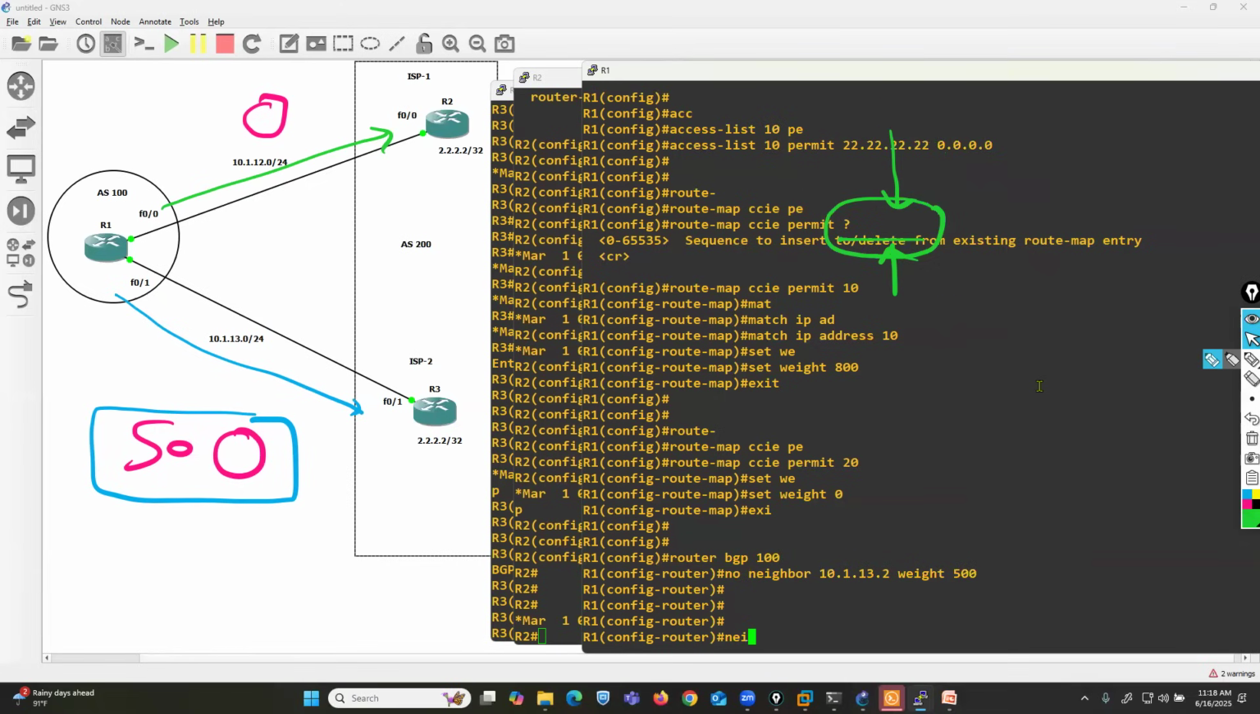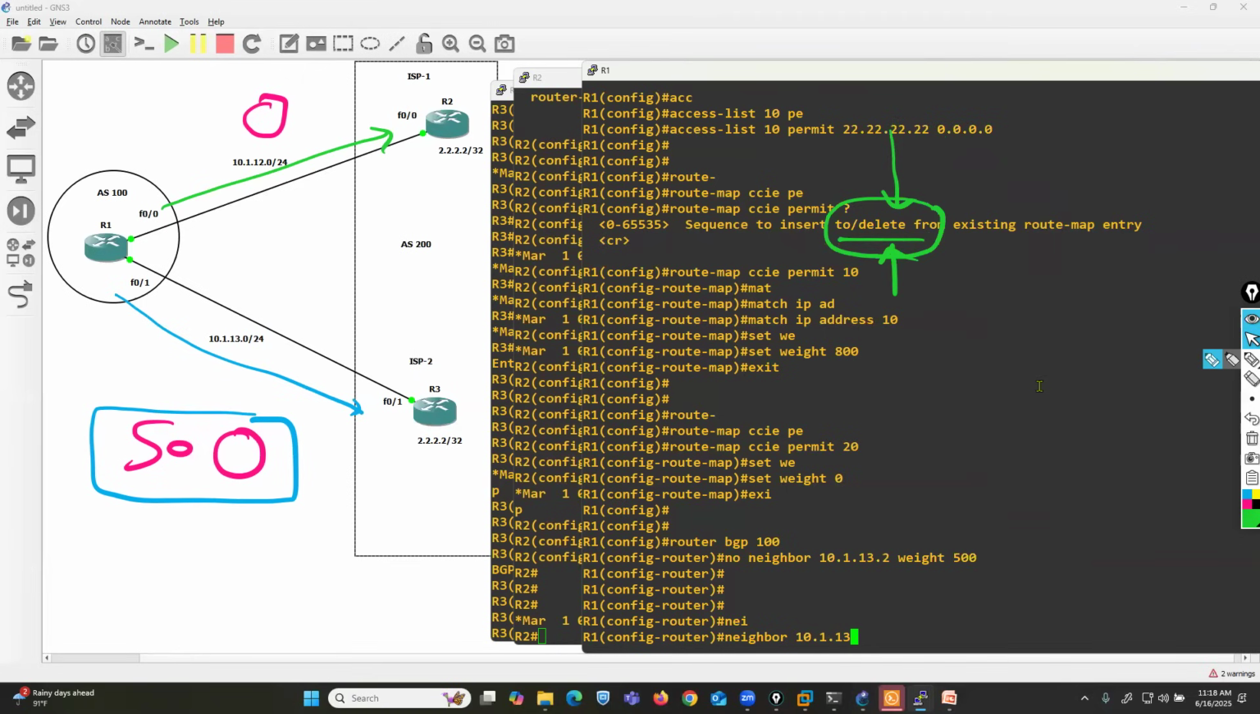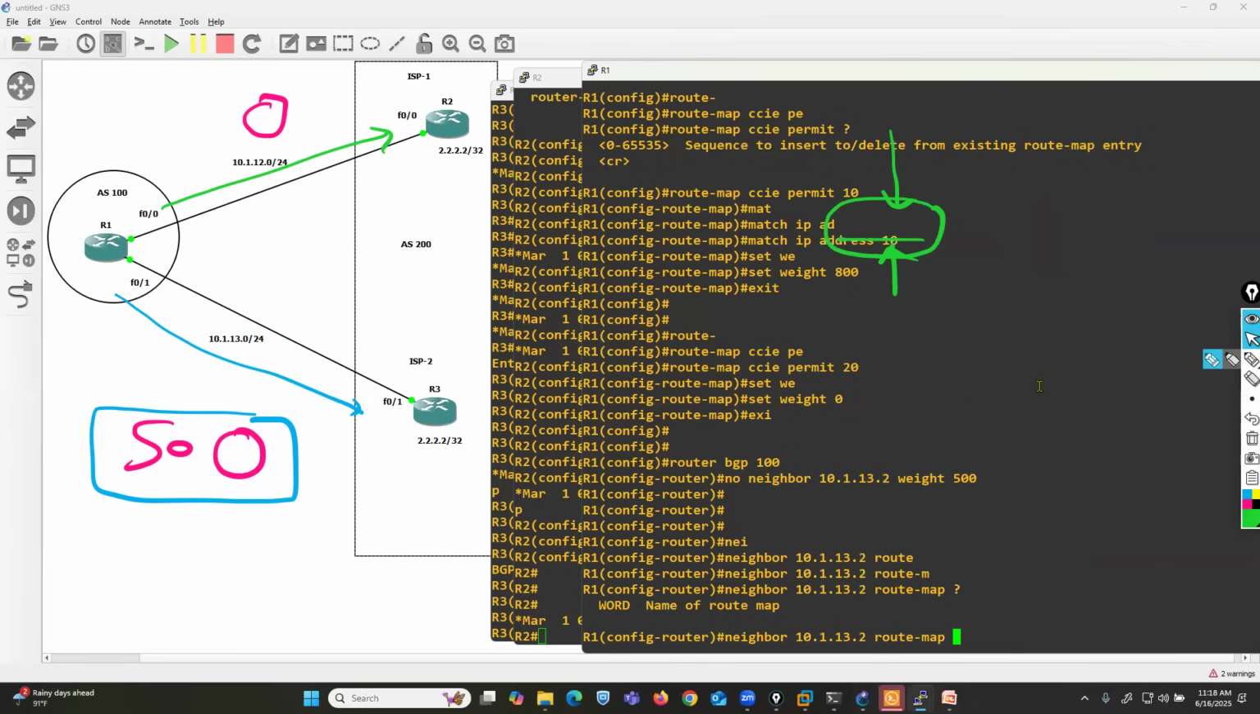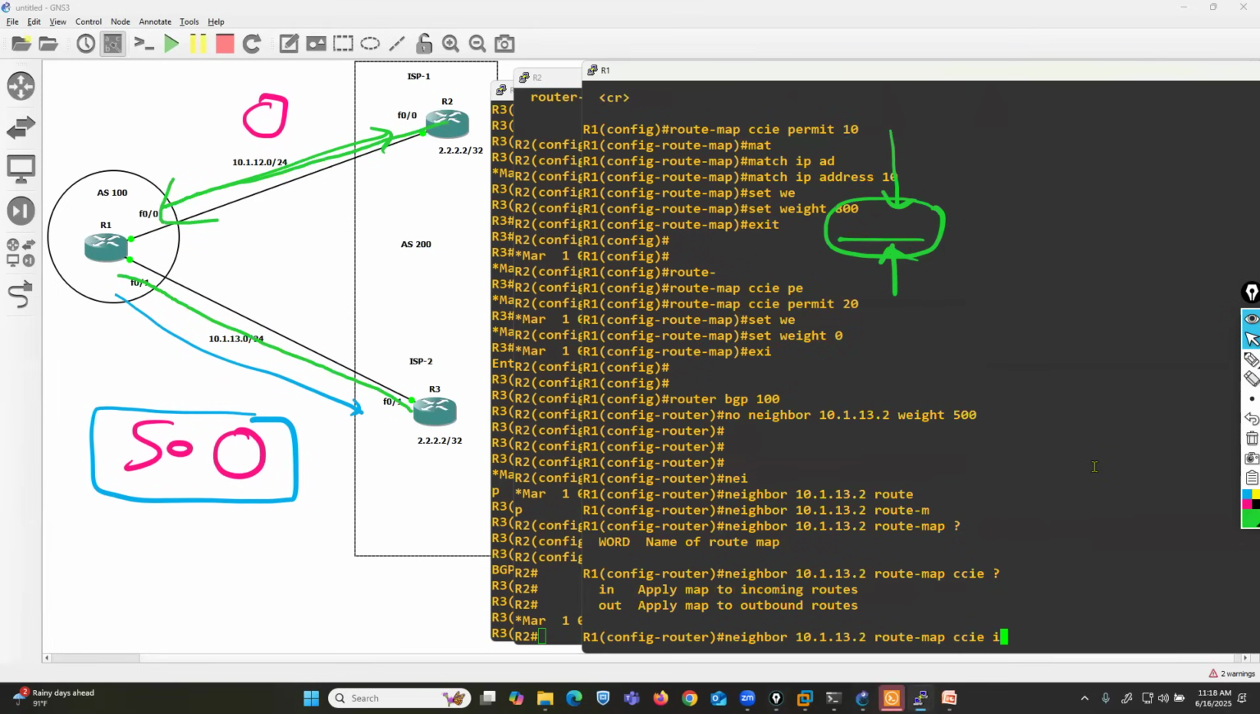And now neighbor 10.1.13.x, now I'm using what? Route map. The route map is what? Traffic is coming to the router, so I'm using the in direction. Traffic is coming to the router.